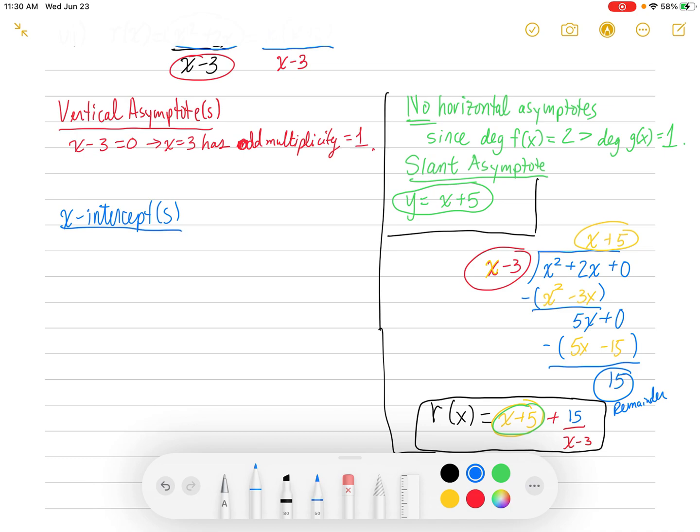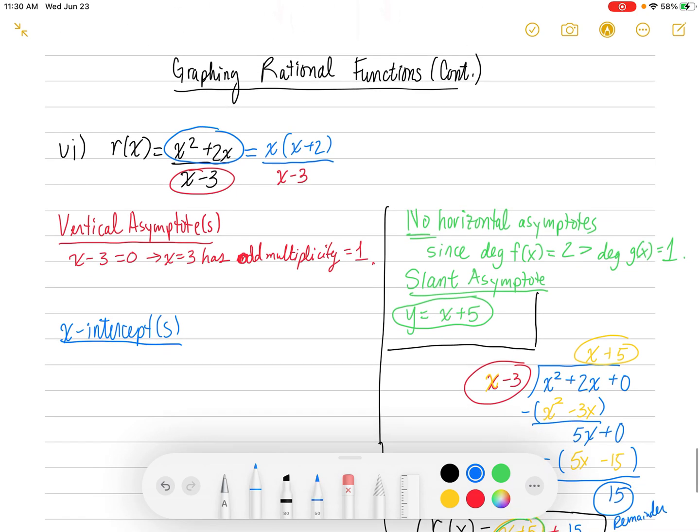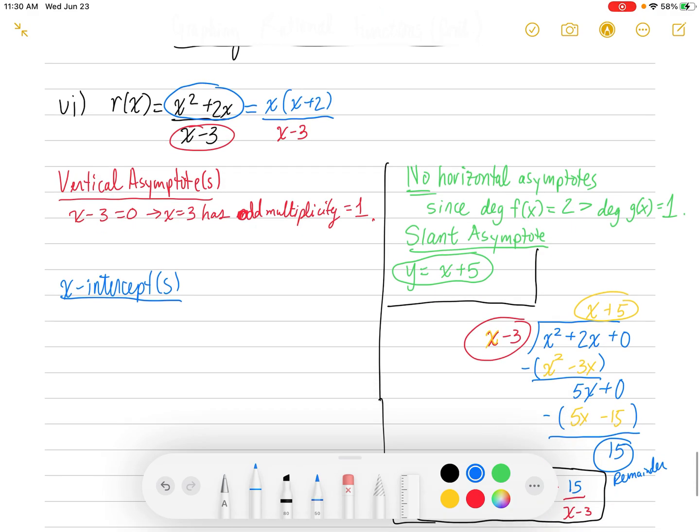Okay, let's find what are called x-intercepts. To find x-intercepts, we're going to go back to our factored form. You have two linear factors, right? You have x and x plus 2. We're going to set those equal to 0. So x equals 0. It has an odd multiplicity of 1.